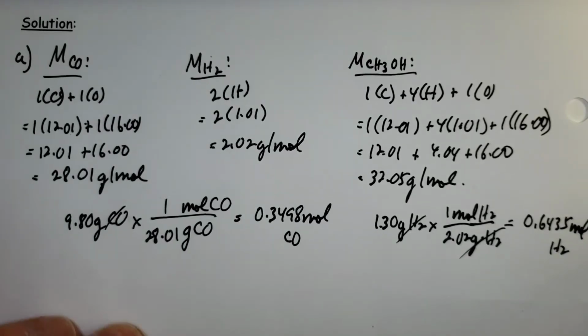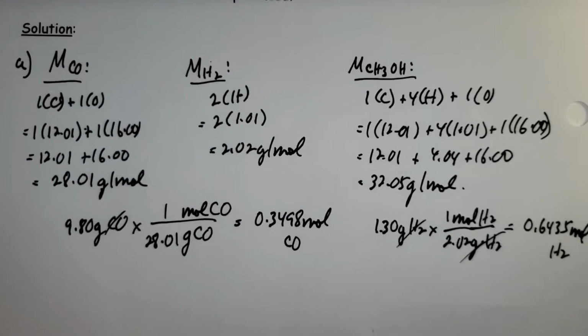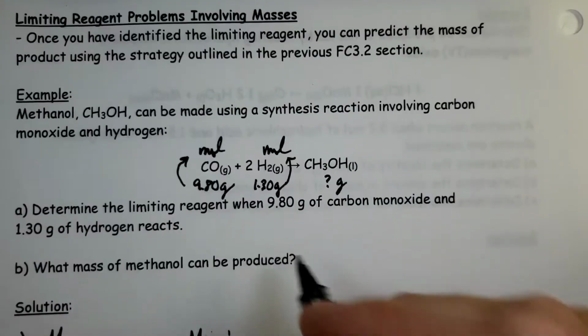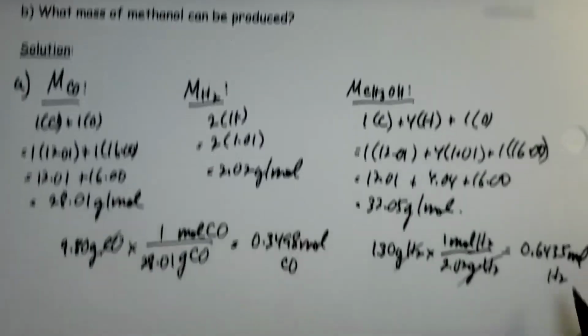So basically what we've done here is that we've turned this question into the types of questions we've been doing. So 0.3498 moles of CO and 0.6435 moles of H2.